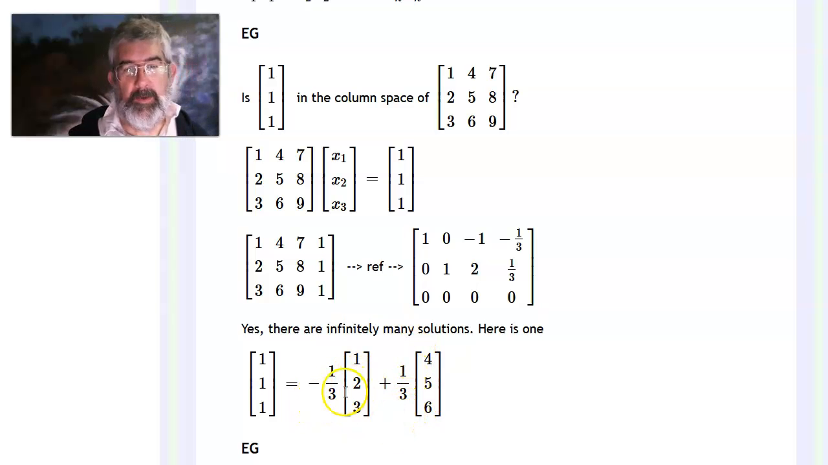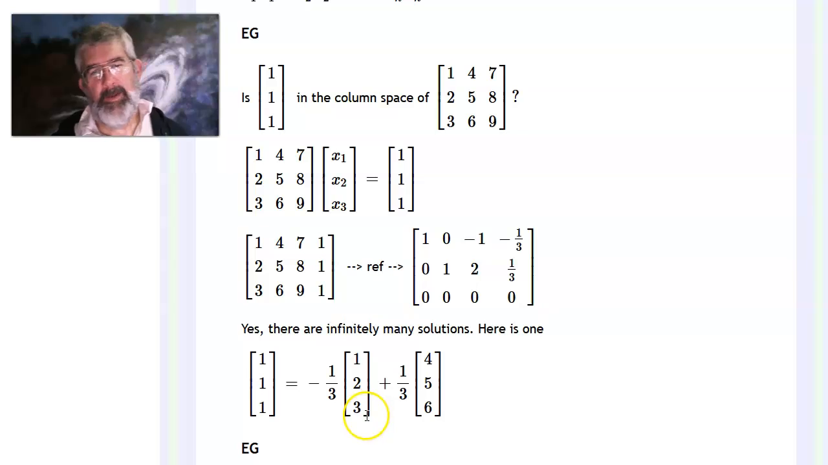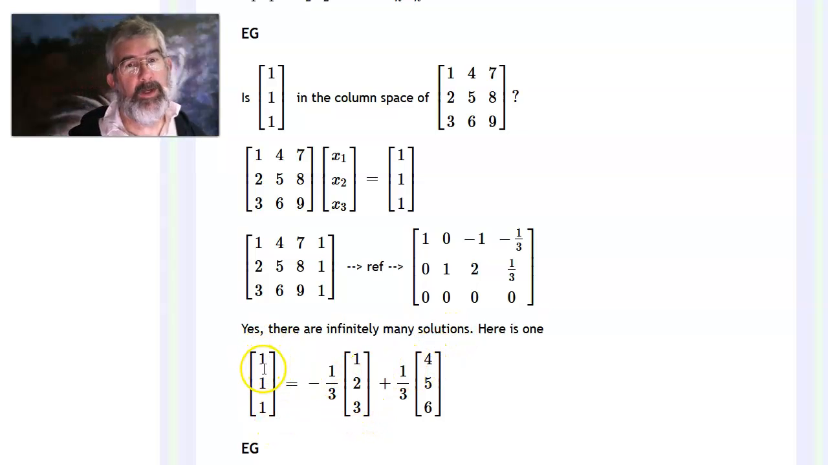But if we multiply this vector times minus a third and this vector times plus a third and add them together, you can see in the first place here, this would be 4 thirds minus a third, which is 3 thirds, which is 1. 5 thirds minus 2 thirds, 6 thirds minus 3 thirds. Anyway, we get 1, 1, 1. So yes, this is in the column space because this system has a solution.